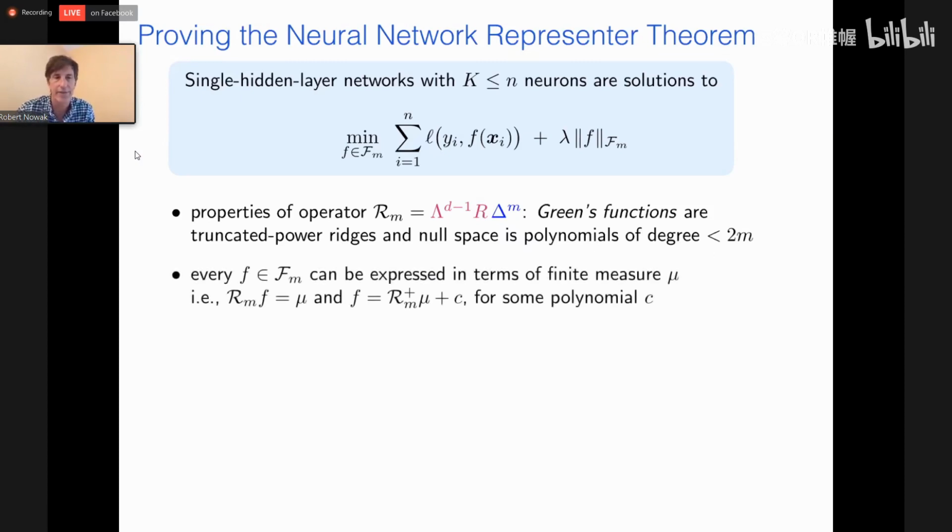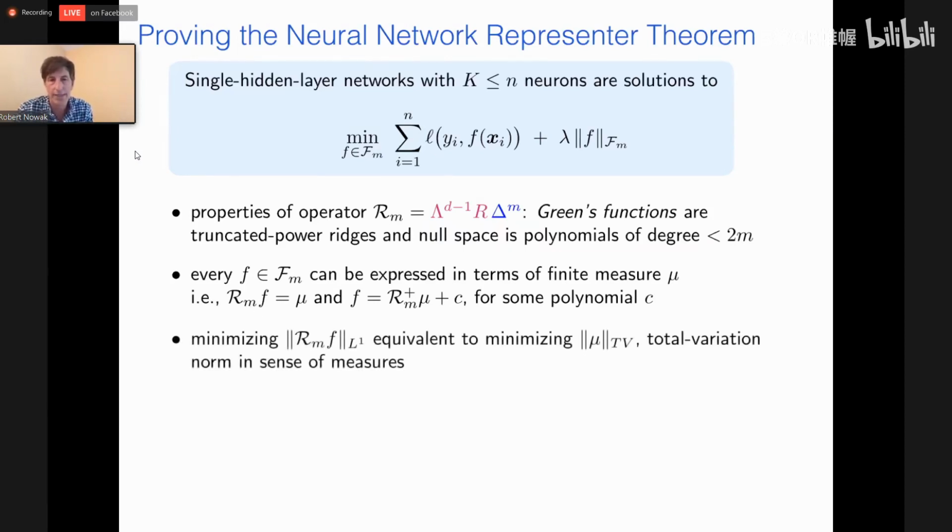And so what this means is that every function in one of these Banach spaces can be represented in terms of a finite measure. So if we apply that operator to a function, we get the measure, and we can use the measure to represent the function by forming the pseudo inverse of that operator, applying that to the measure, and then adding an appropriate polynomial, which is a thing that's in the null space of this operator. Then minimizing this L1 norm of the operator applied to f is equivalent to minimizing the total variation in the sense of measures of this measure mu.